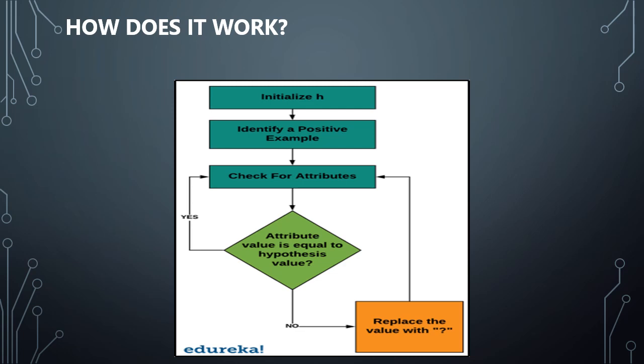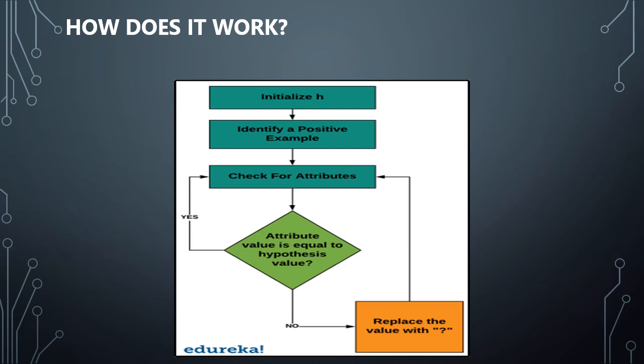Now, how it works. Here, in machine learning, first we are initializing the hypothesis h. The process starts with initializing h with the most specific hypothesis. Generally, it is the first positive example in the dataset. Next, we will check each example. If the example is negative, we will move on to the next example. But if it is a positive example, we will consider it for the next step.